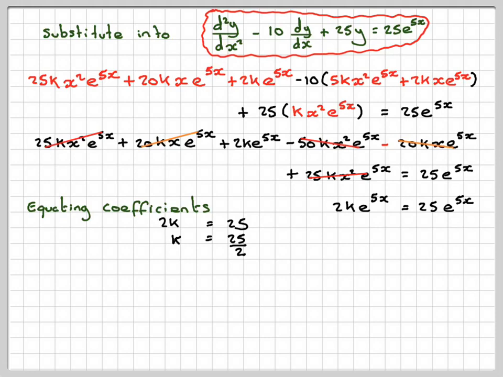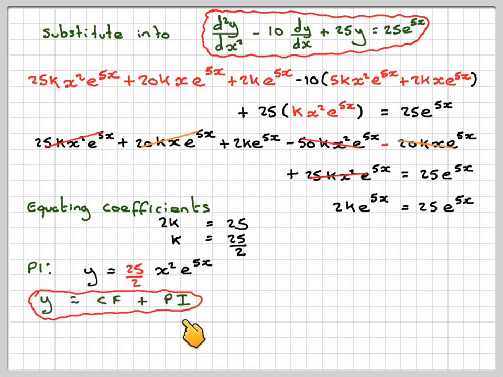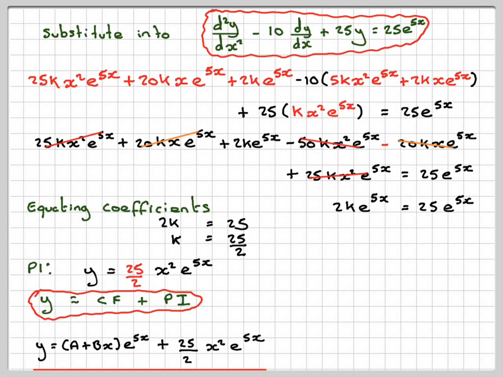And therefore the particular integral will be y is 25 over 2 x squared e to the 5x. The total solution is the complementary function plus the particular integral. So that's going to be y is equal to a plus bx, e to the 5x, plus 25 over 2 x squared e to the 5x, is the total solution for that differential equation.